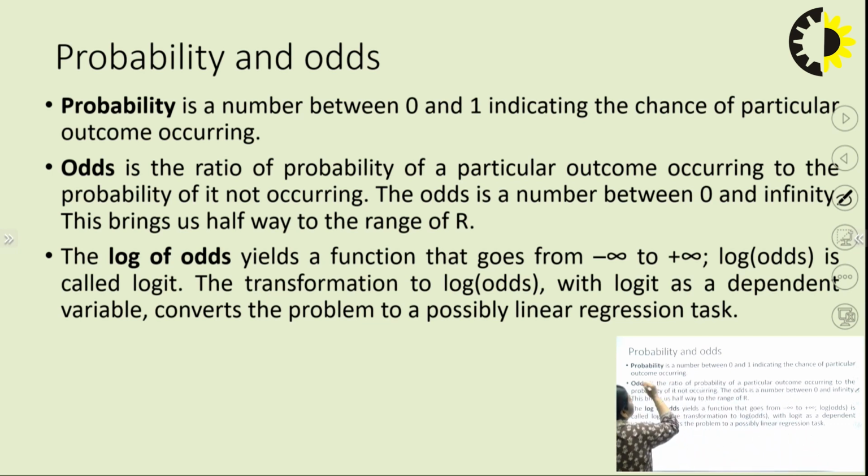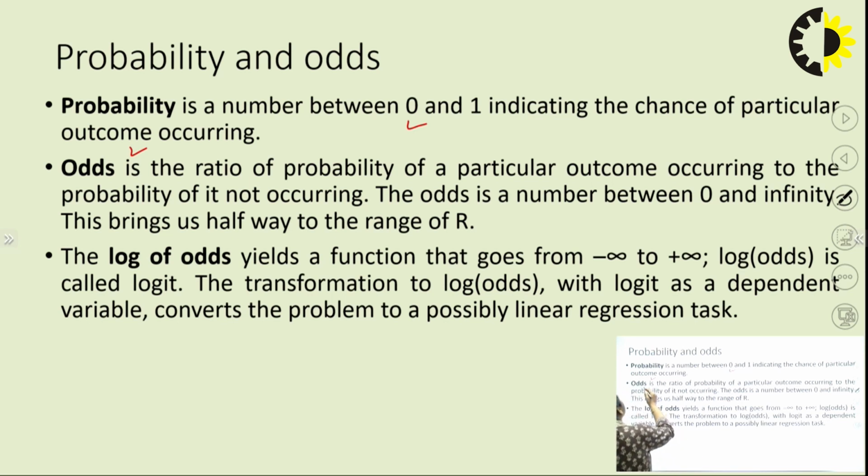Now what is the probability? It is a number between 0 and 1 indicating the chance of a particular outcome occurring. So here we are talking about the probability that a person is a smoker, the probability that a person is a non-smoker.